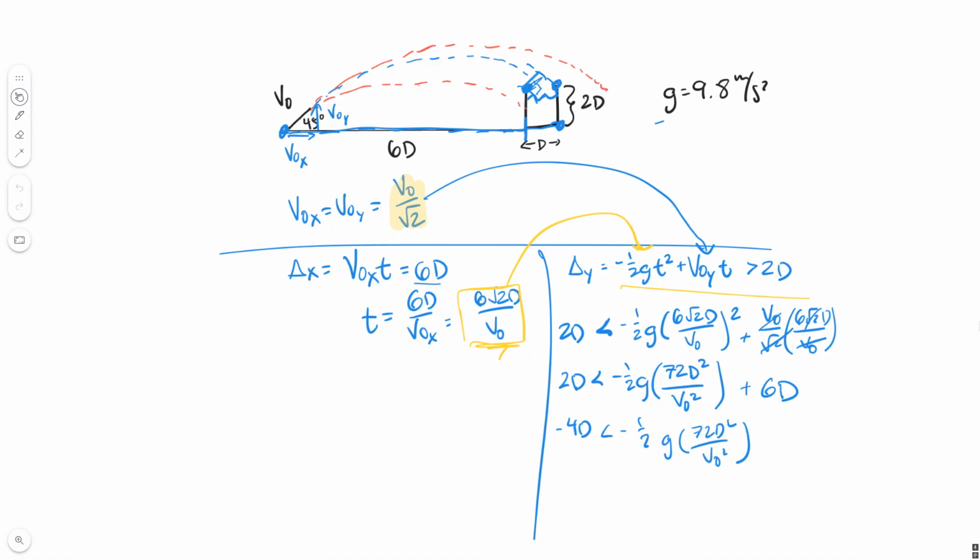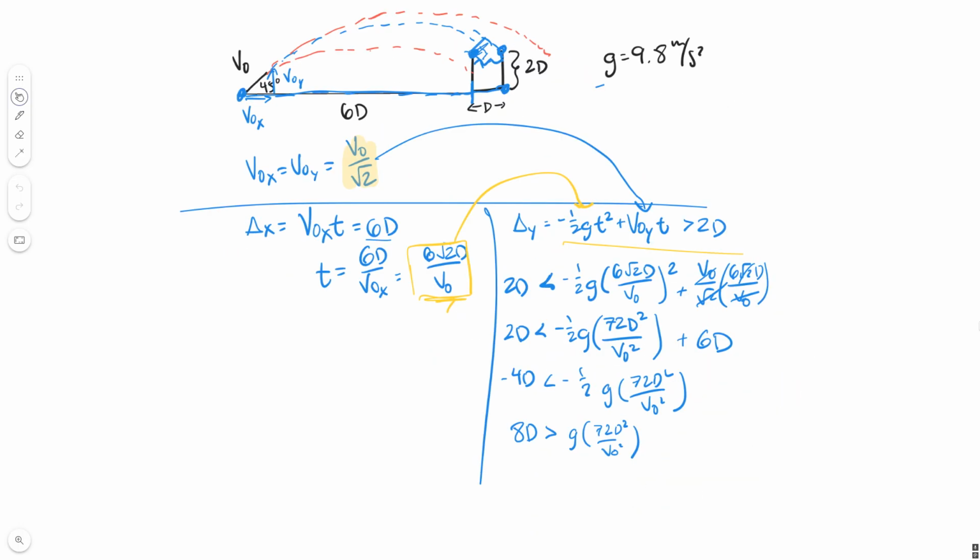If we multiply both sides by negative 2, we'll get 8d, and we've got to change the sign. And then we have g times 72d squared all over V0 squared. Again, we're trying to find a bound for initial velocity. So here I'll multiply both sides by the initial velocity squared and divide both sides by 8d. And this will get us pretty close. So we have g times 72d squared all over 8d.